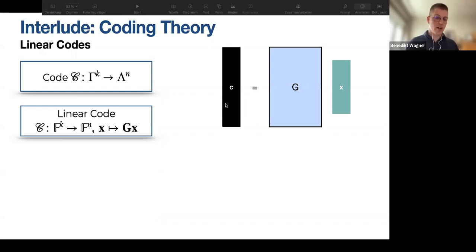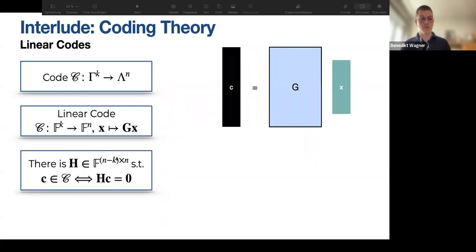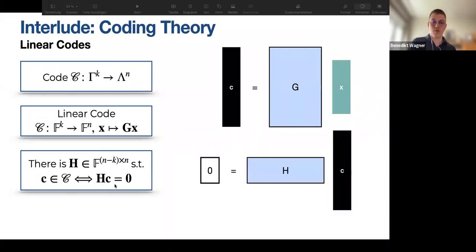An alternative way to look at this linear code is via the so-called parity check matrix. This is another matrix that helps you identify code words. A vector is in the code if its product with the matrix is zero. So think of it like this: you have this long code word, you multiply it with the matrix, and if it's in the code, then it gives you zero. So you can check membership in this code by a linear check, and we will use this later. Okay, so one example of such a linear code is the Reed-Solomon code.